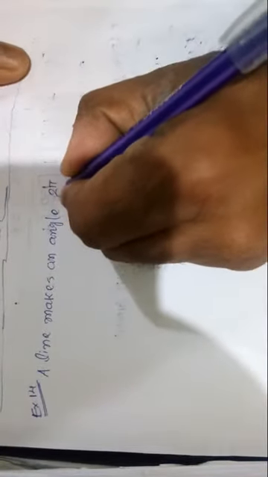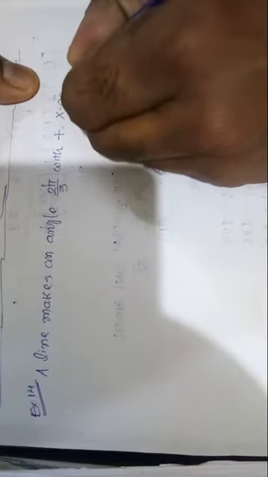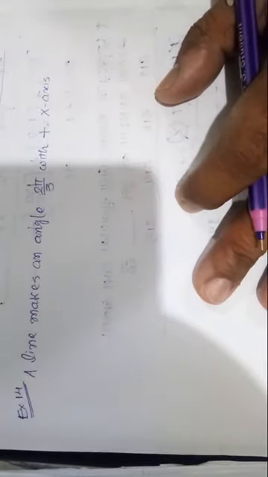A line makes an angle 2π/3 with the positive x-axis. So what happened? You can easily find the slope, because slope is always tan θ when a line makes an angle with the positive axis. So the slope of the line is very clear.